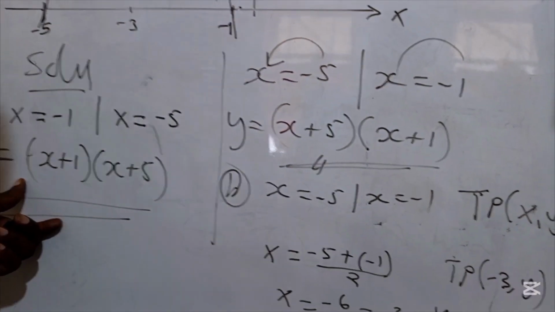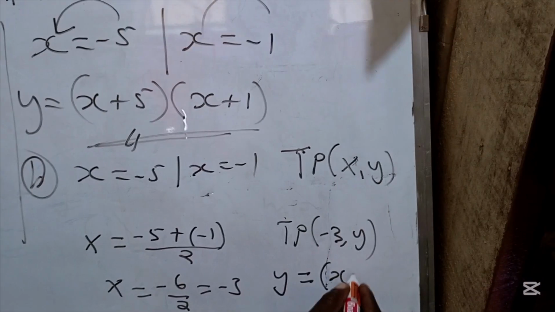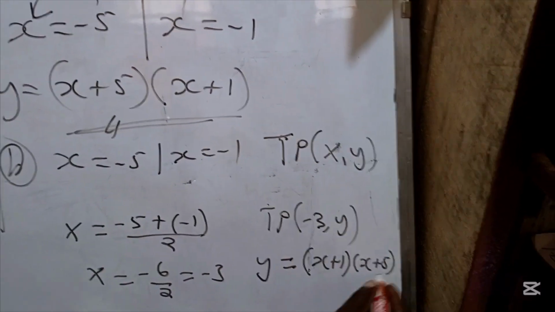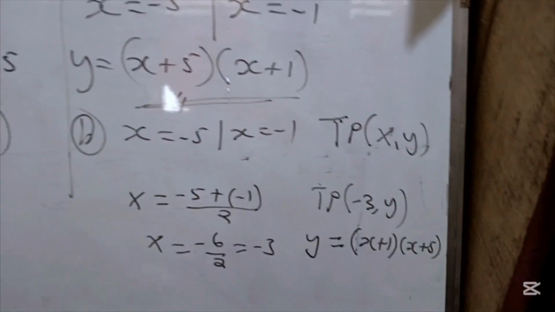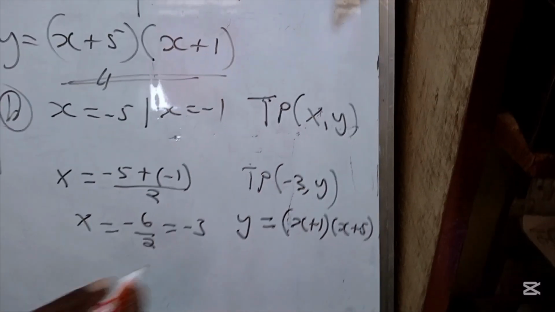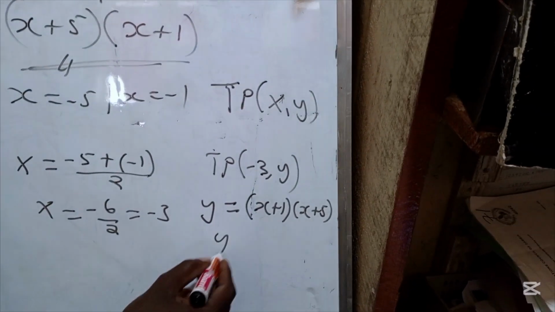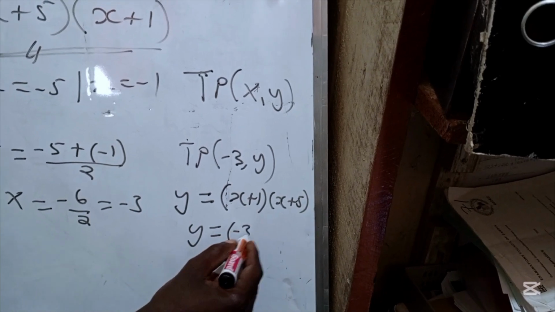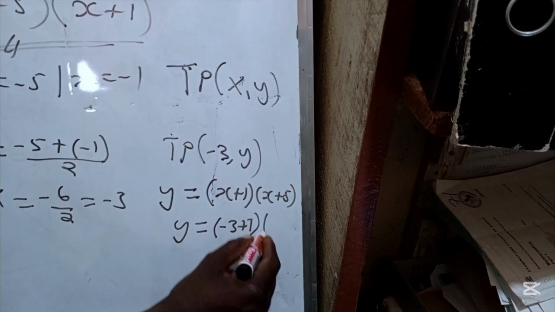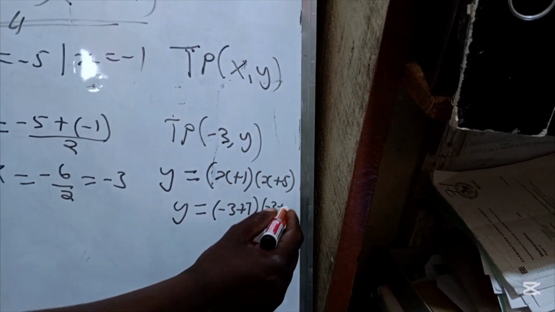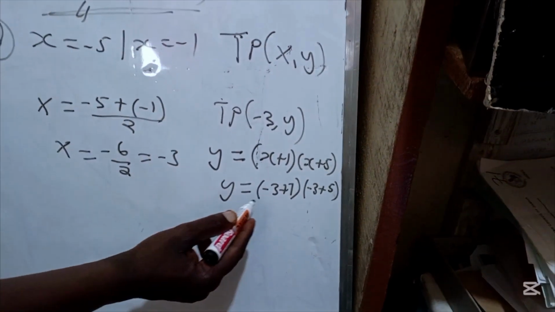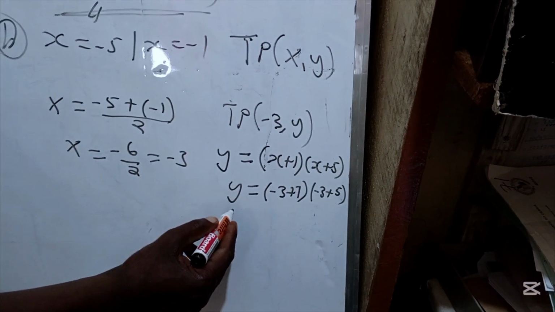So they found that it is x plus 1 and x plus 5. Where there is an x, you replace it with -3. I'm looking for the y. So this is the same as -3 plus 1, and the other one is -3 plus 5. You agree with me that I'll get something like this.